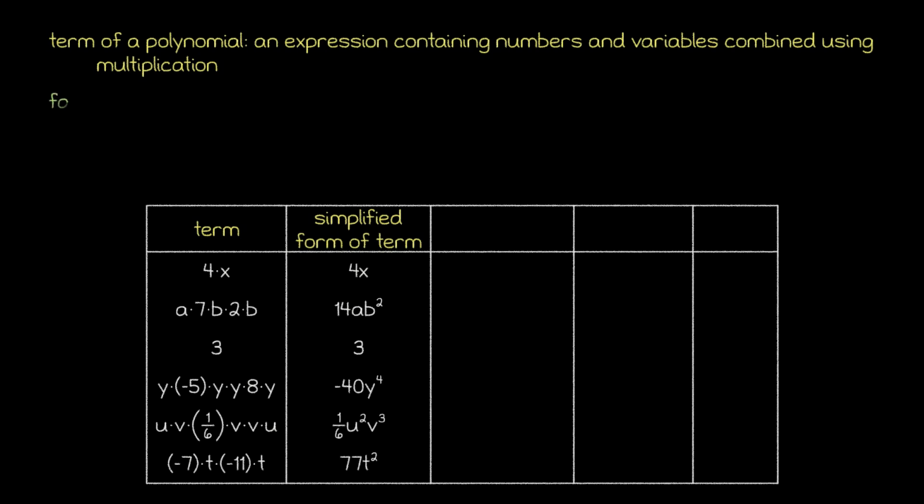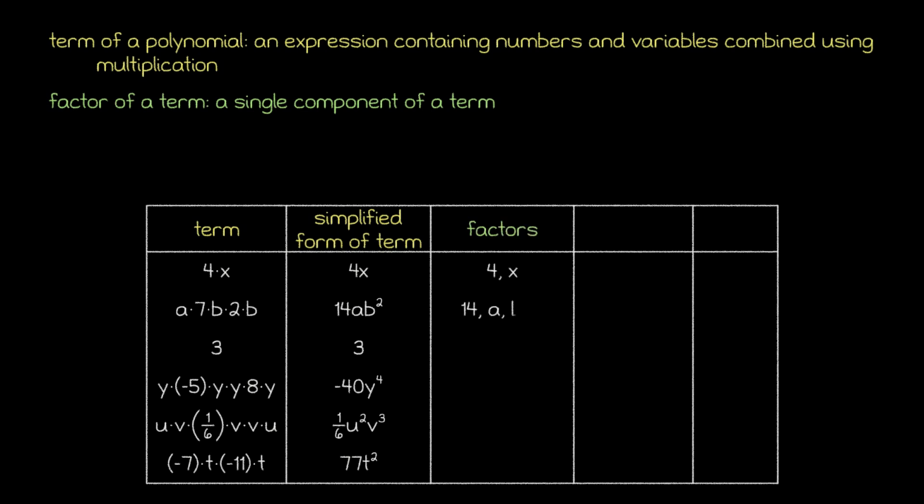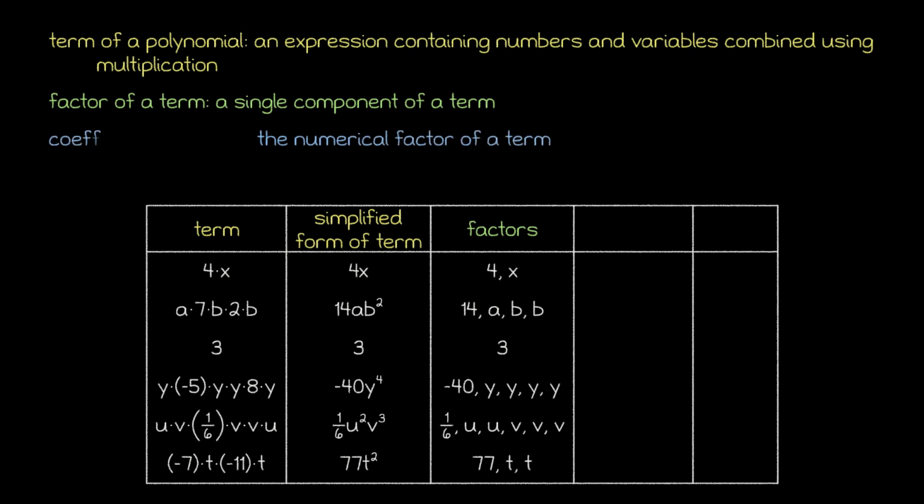Next, let's define a factor of a term as a single component of that term. Notice as we're filling in that column of our table, however, that we're leaving our numbers in their simplified form rather than splitting them to match what was in the first column. This is because many numbers can be broken down into factors in a variety of ways, so it's easiest to leave each number in its simplified form. In fact, we have a special word for this simplified numerical factor of a term, the coefficient. Thus, the coefficients of each of our terms would be as follows.